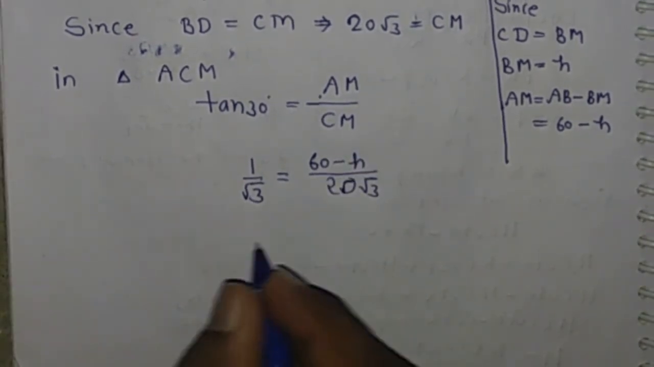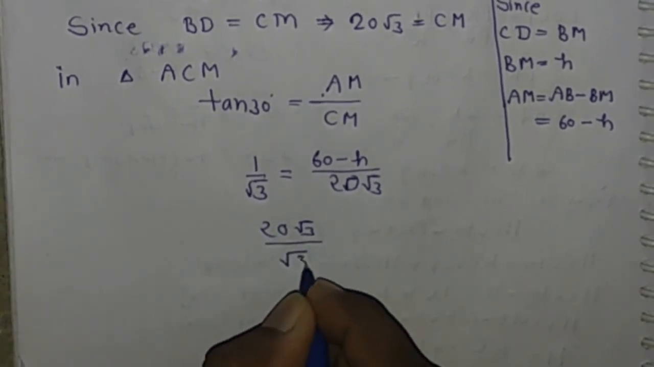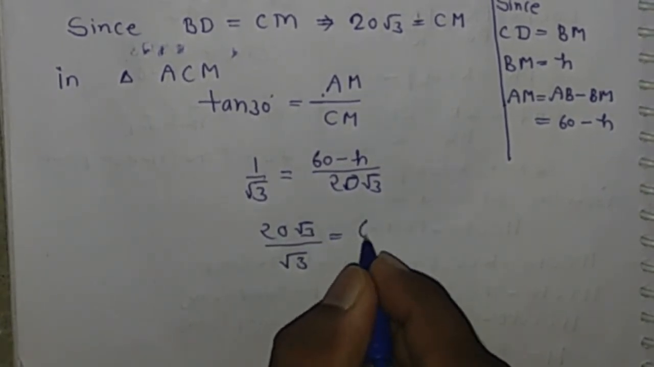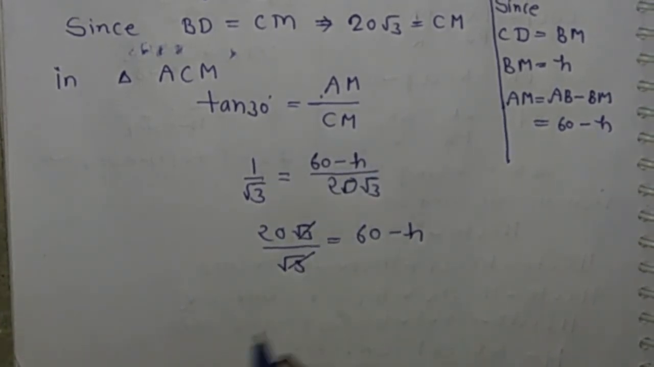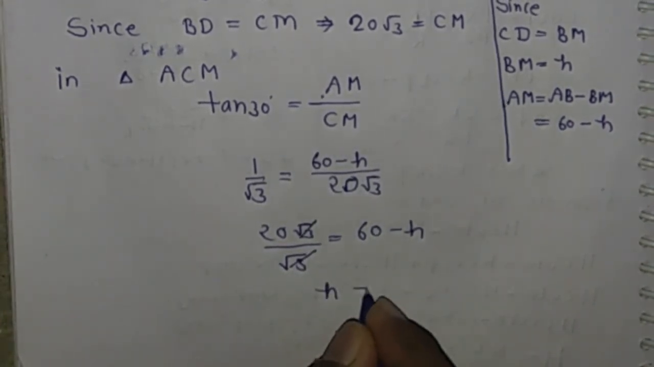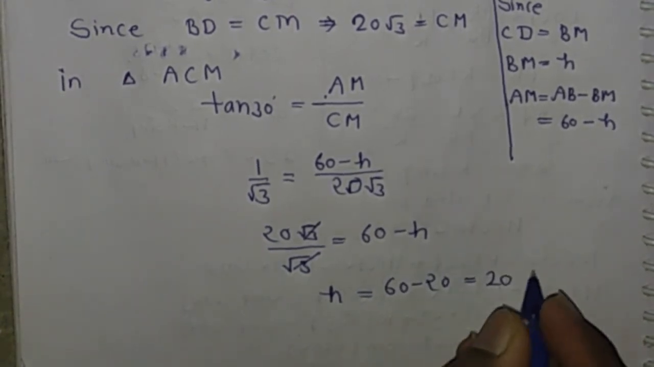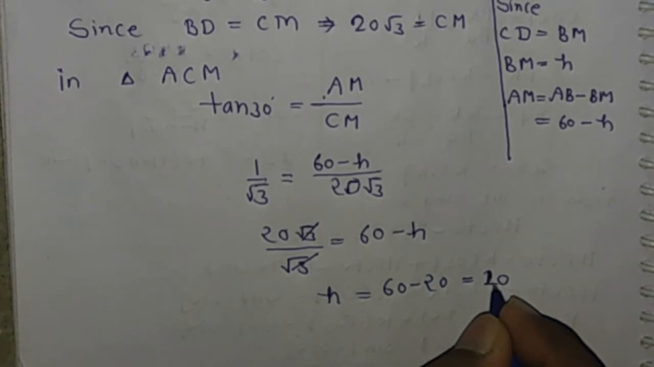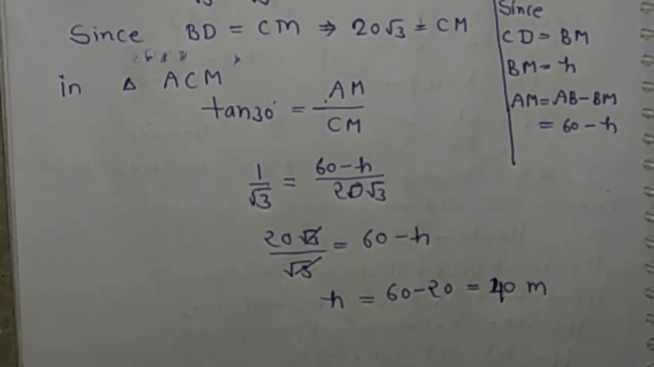Now root 3 cancel out. We have 20 root 3 by root 3 equal 60 minus small h. Root 3 cancel. Then h equal 60 minus 20. Value of h is 40 meter, and it is the answer.